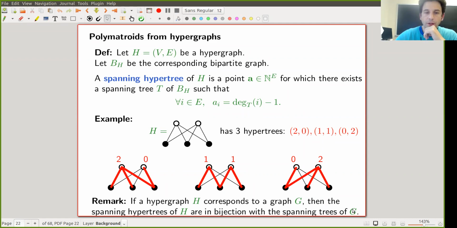So you can convince yourself that the spanning hypertrees of H are in bijection with what we would call the spanning trees of G. So the spanning hypertrees would just be the indicator vectors of these spanning trees. I hope that makes sense. Is there any question on this?